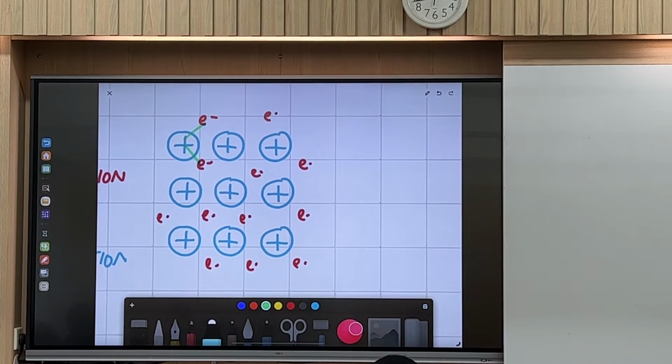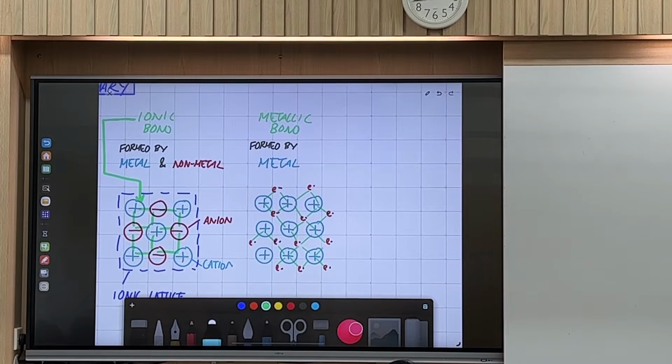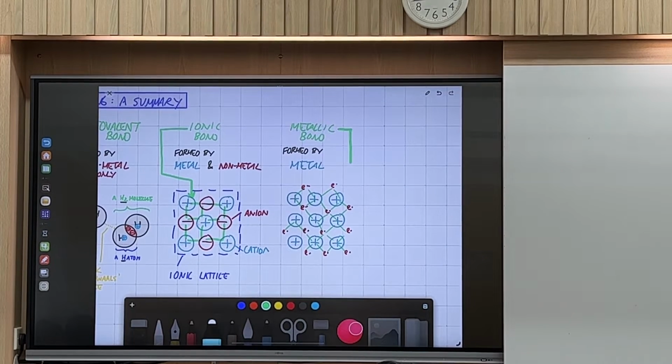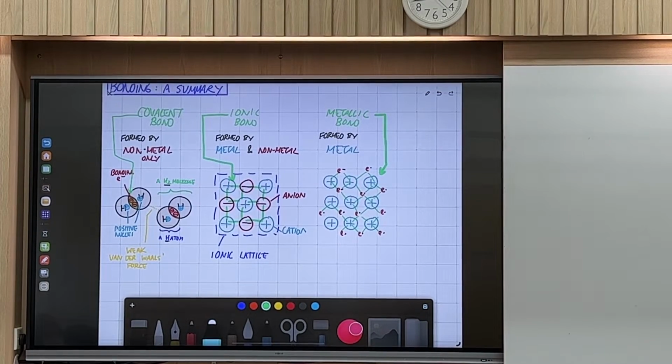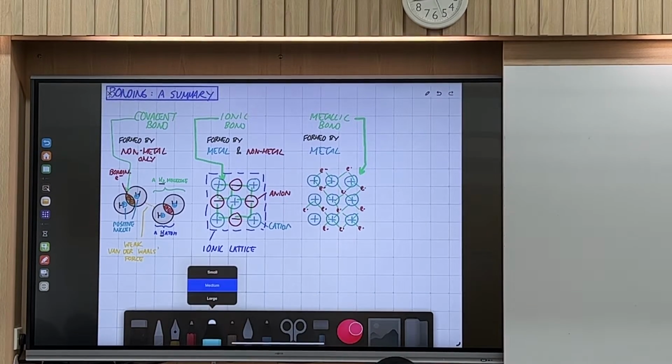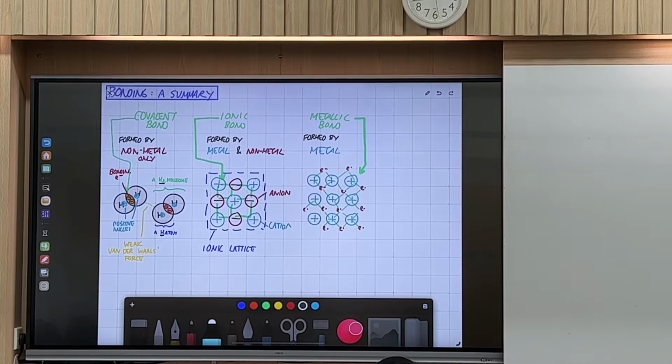So this attraction, we call this metallic bond. So you can draw a connection between these positive partner and negative partner. We call this metallic bond. Just remember that when you use the word bond, it means some kind of attraction. And a bond has to involve something positive and something negative. Okay? So put this on your worksheet first. I want you to do this revision using the summary.